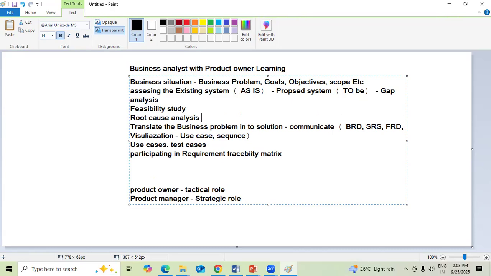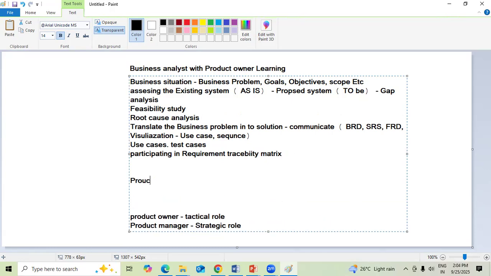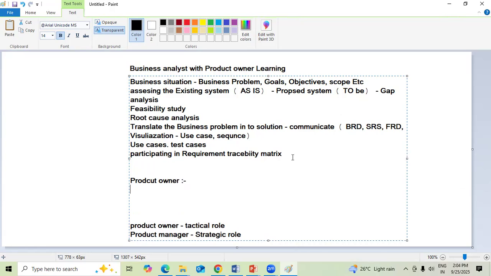Now, when we are transforming our journey from business analyst to product owner, the responsibilities are separate. So if you are wearing the hat of a product owner, a BA turning into a product owner, the first thing is defining the goal and vision of the product, because as I already mentioned, it's a tactical role. Defining the goal and vision of the product must be the high priority.